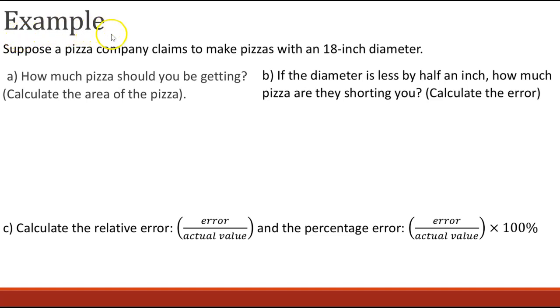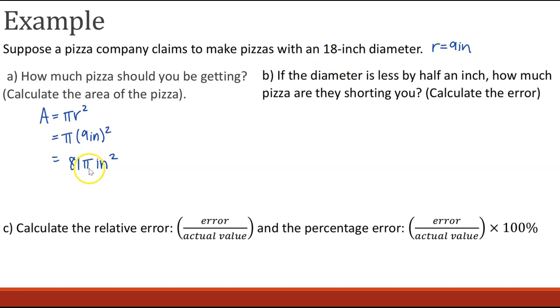Now let's look at our other starting example. Suppose a pizza company claims to make pizzas with an 18-inch diameter. In part A, how much pizza should you be getting? So let's start by calculating the area of the pizza. The area of a circle is pi times the radius squared. If the diameter of our pizza is 18 inches, then that means that the radius of our pizza is 9 inches. So our area is going to be pi times 9 inches squared. So that's going to be 81 pi inches squared.